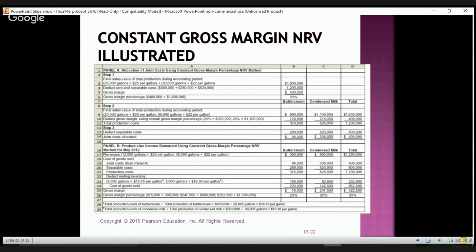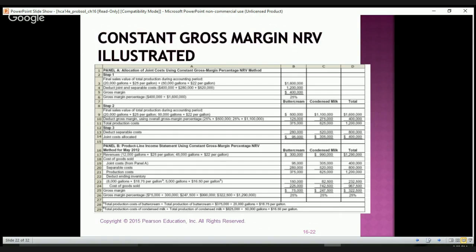Now in step 2, we take the 20,000 gallons of buttercream, multiply it by the 25, the 50,000 gallons by the 22, and I get 500,000 and 1.1 million. Deduct the gross margin using the overall gross margin percentage. So how do I do that? I take the 25% of 500,000 and 25% of 1.1 million, and I get 125 and 275. And so the total production costs are 375 for buttercream and 825,000 for condensed milk.